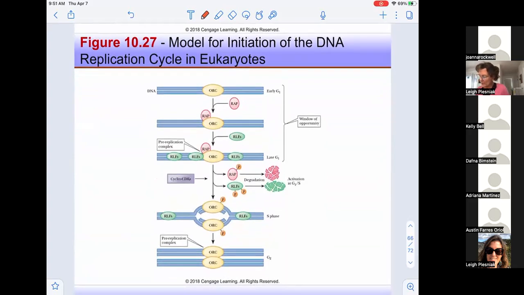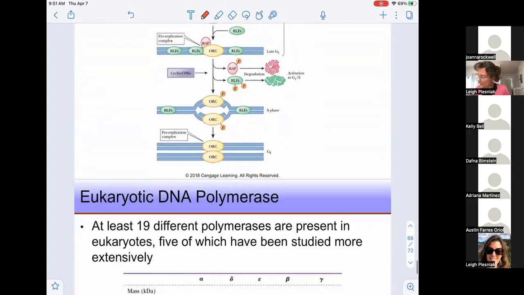I'm not too worried about this. I think I would rather have you focus on the aspects of bacterial replication. So I'll say you can skip this.